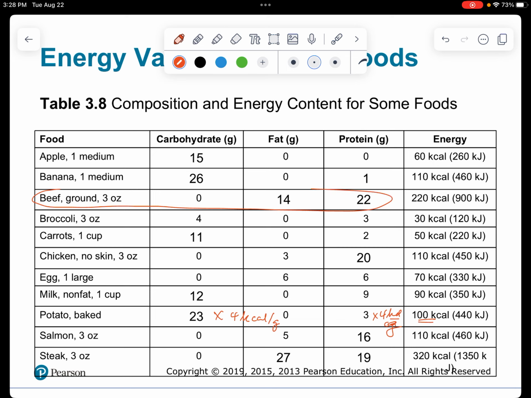So one thing you might be asked to do is I could give you, for example, the nutritional content of beef. It's 14 grams of fat and 22 grams of protein. And so you would multiply this one by 9 because it's 9 kcals per gram, and 22 times 4 to get the total number of calories in 3 ounces of ground beef.